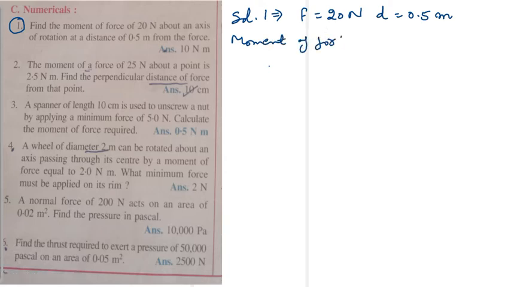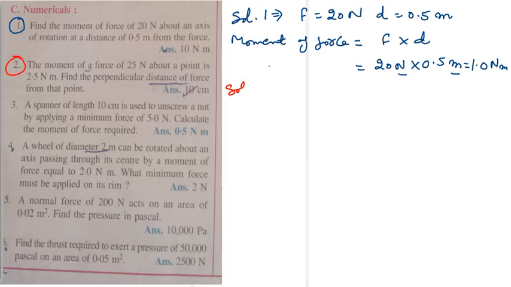Moment of force would be equal to F into D, force into perpendicular distance. So force is 20 newton and distance is 0.5 meter. When we multiply it, our answer would be 10 newton meter. Both units are combined to form the moment of force unit, that is newton meter. Right, students? So this was question number first. Now we will move on to solution to question number second.